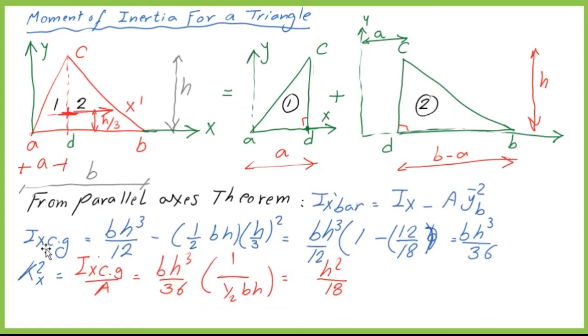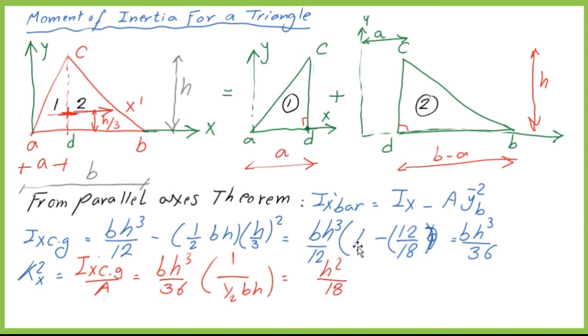Then the Ix at the CG, using the parallel axis theorem, we have already obtained the Ix for the big triangle, which was b h cubed divided by 12. We are going to subtract the multiplication of the area by the y squared value, which we have just obtained, which is 1/2 b h multiplied by h over 3 raised to the power of 2. We have b h cubed over 12 as a common factor.